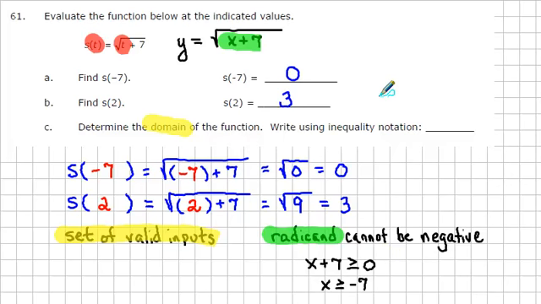So what is the domain of the function? It says write using inequality notation. The inequality is x is greater than or equal to -7.